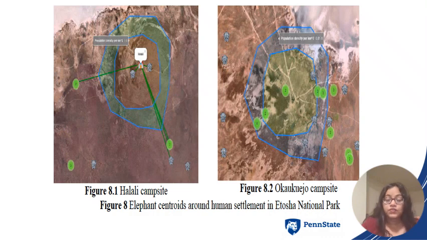Next, in this figure, we can see the elephant centroids in the vicinity of human settlements within Etosha National Park, specifically at the Halali and Okaukuejo campsites, have been depicted here.